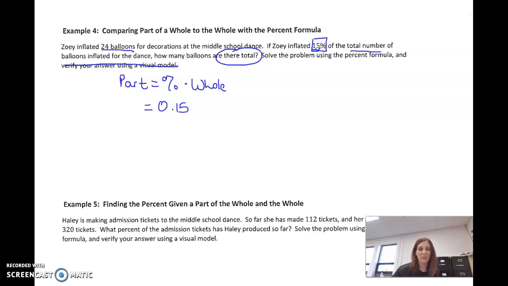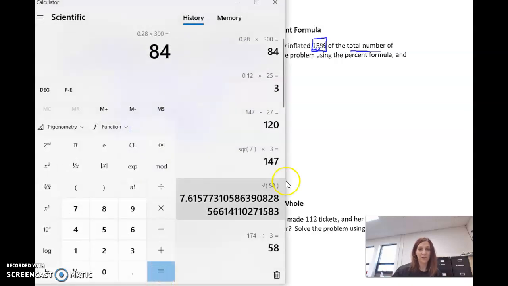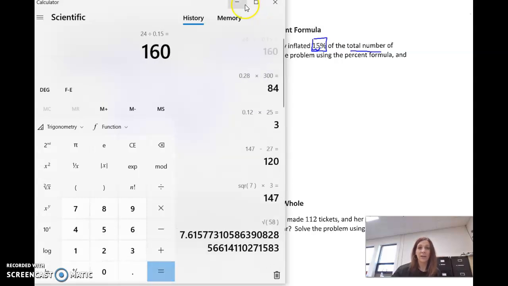And now, just like we've been working on, do we know the part or the whole? She inflated 24 balloons. That's 15% of the total. So that's the part. Times, and we don't know the whole, so I'm going to use a variable b. Don't stress at this part because we know how to solve an equation. We're solving for b, so we have to get rid of this 0.15. So I'm going to divide this side by 0.15. Whatever I do to one side, I have to do to the other. Grab your calculator and go 24 divided by 0.15, and we get 160.